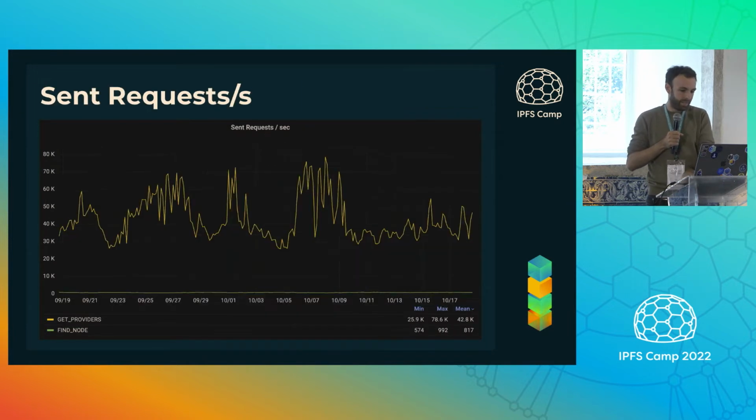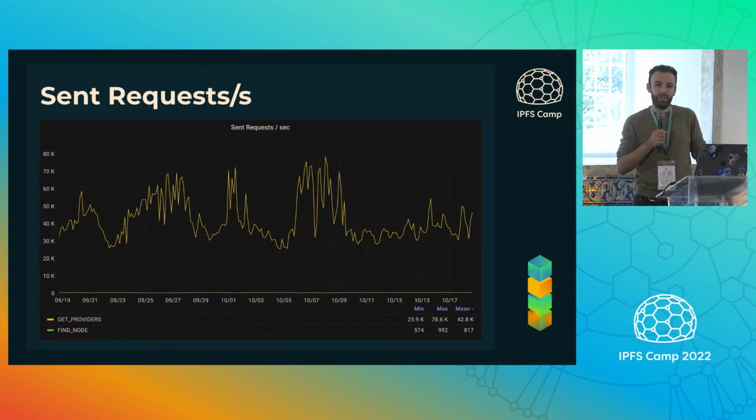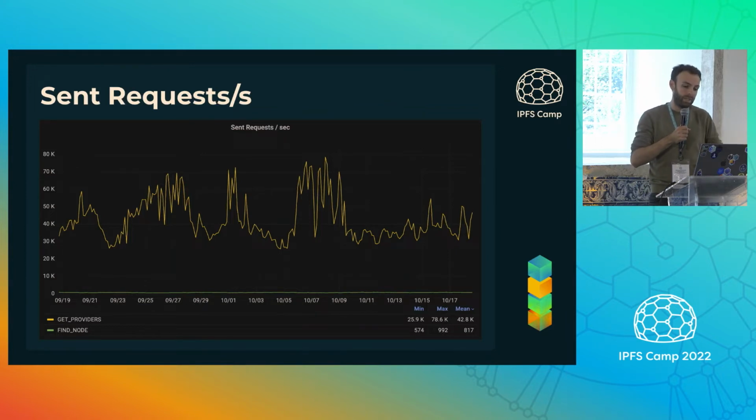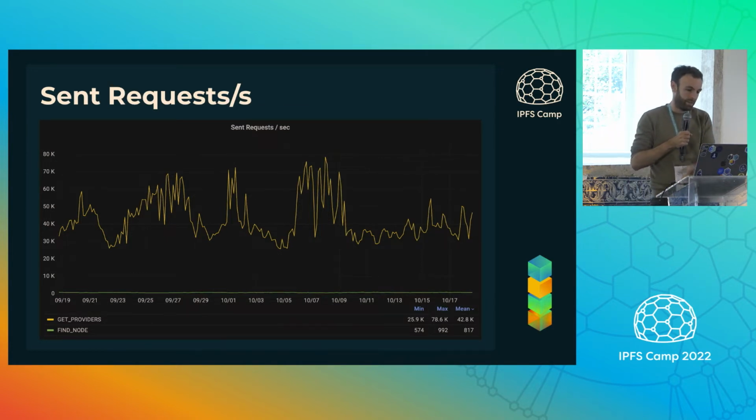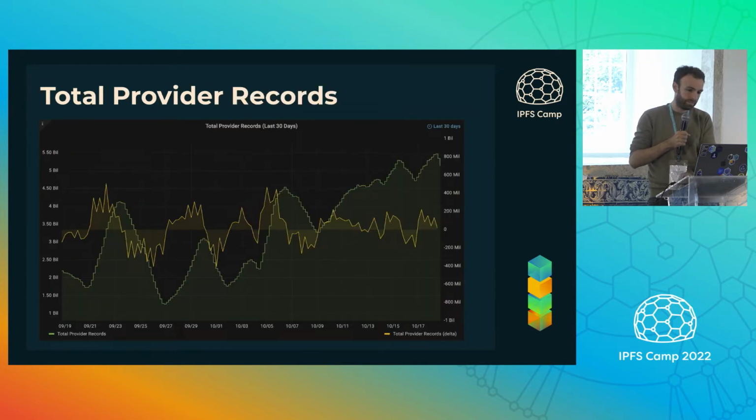On the other hand, they also send requests. I said they proactively search for provider records in the network that they don't know about and receive a request for. This is also in the order of a couple of 10,000 requests per second that they send out. So they are used quite a lot, and they handle a lot of traffic in the network, in my opinion.